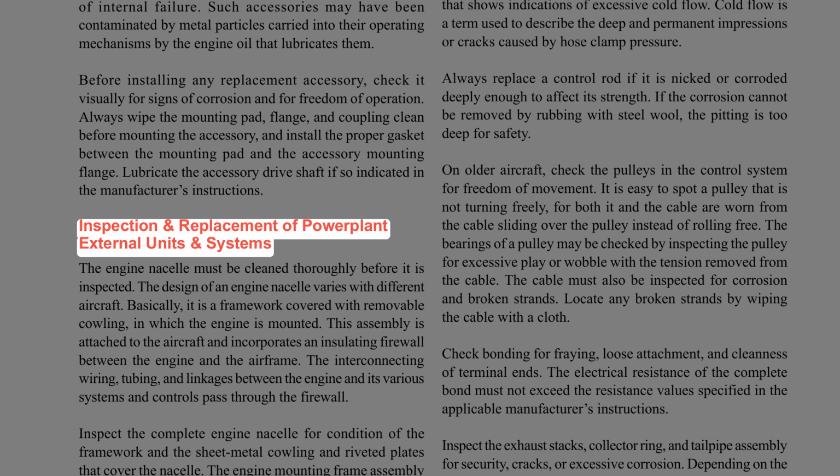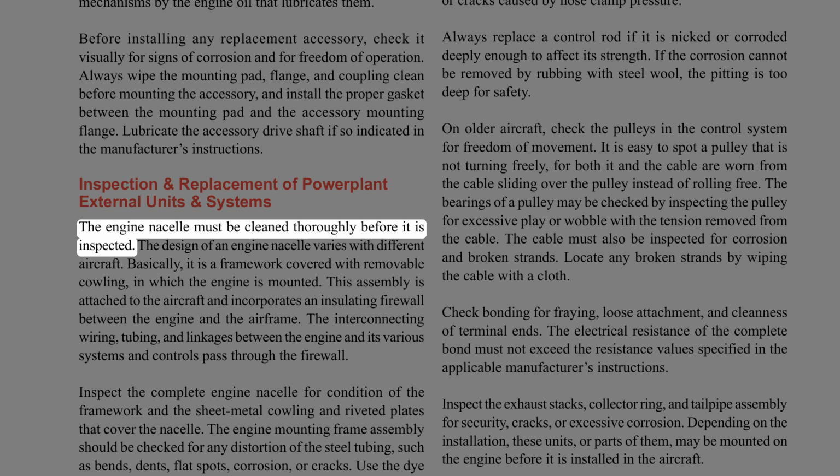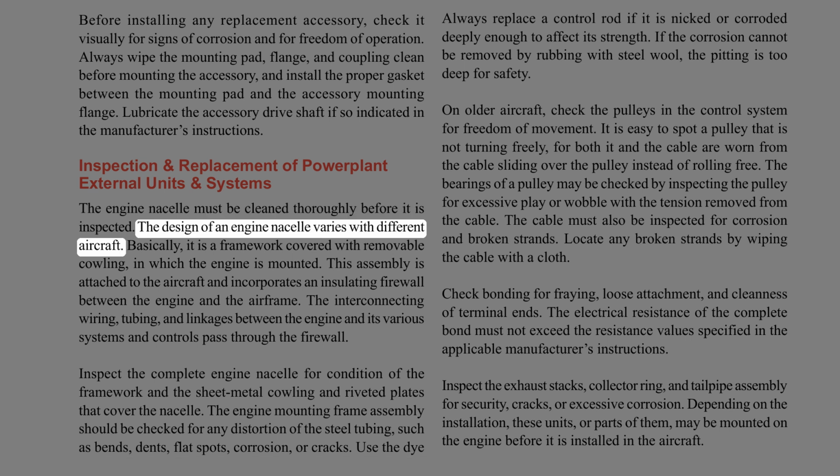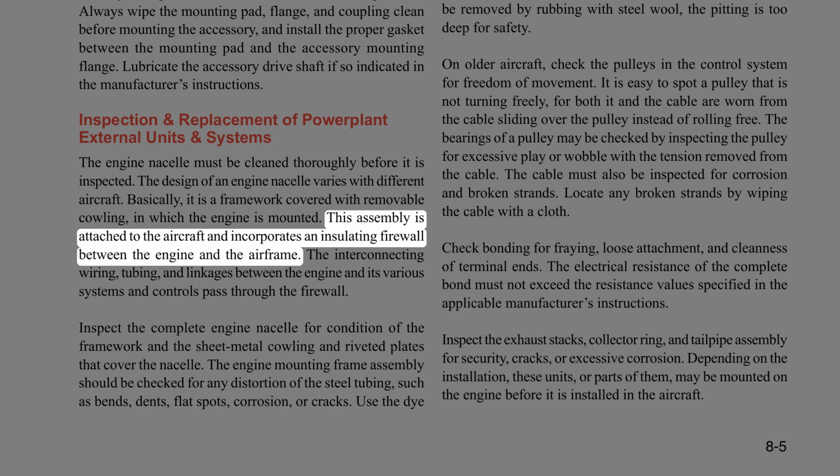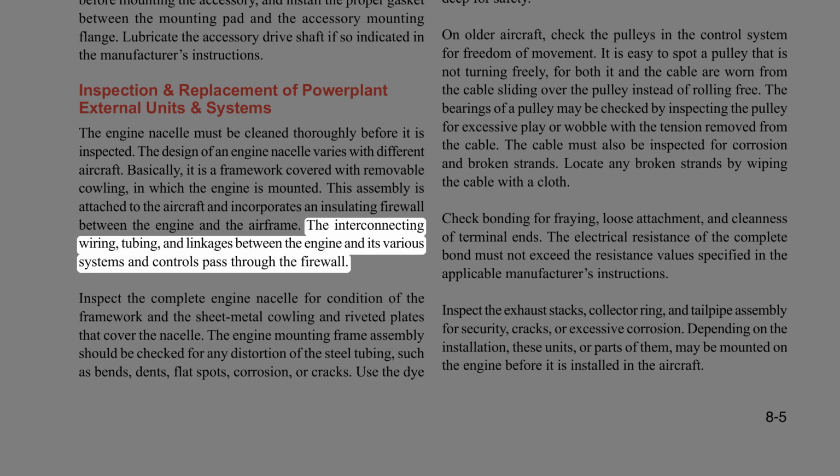Inspection and replacement of powerplant external units and systems. The engine nacelle must be cleaned thoroughly before it is inspected. The design of an engine nacelle varies with different aircraft. Basically, it is a framework covered with removable cowling, in which the engine is mounted. This assembly is attached to the aircraft and incorporates an insulating firewall between the engine and the airframe. The interconnecting wiring, tubing, and linkages between the engine and its various systems and controls pass through the firewall.